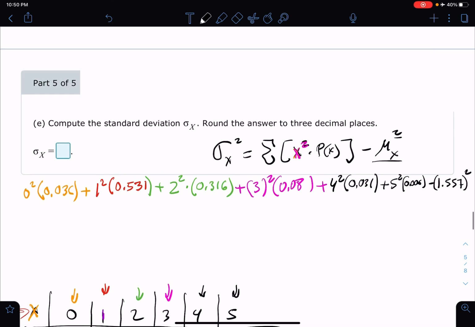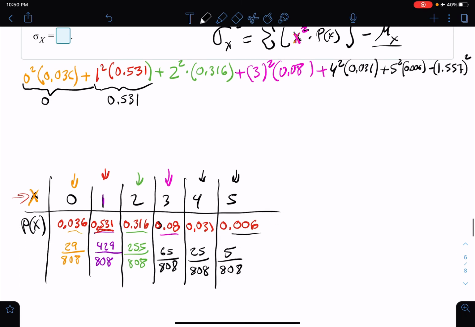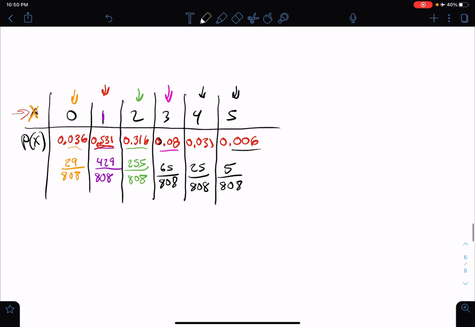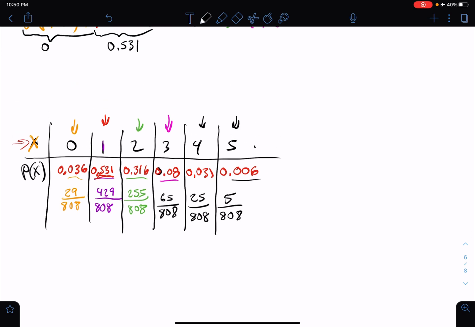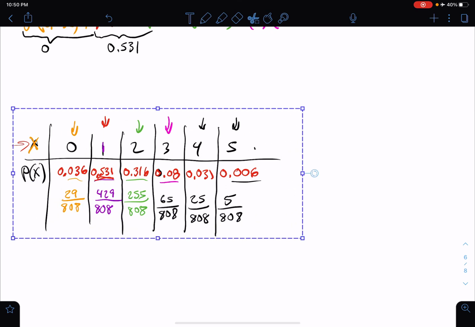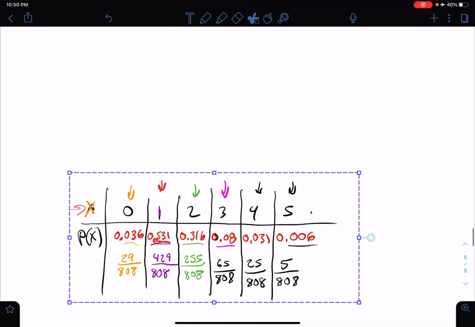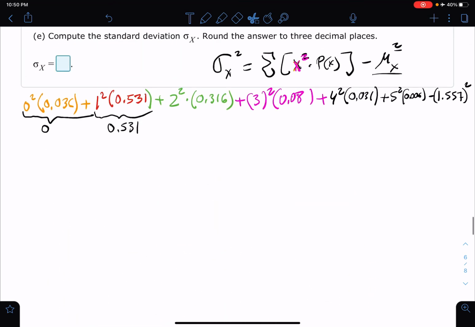Okay, so now when we simplify each piece, of course this piece is just going to be 0. This piece is just going to be times 1, so 0.531. And actually, let me move this down because I don't really need that here now. Oh, it won't move. Still learning. Okay, but I can move it like that, so look at me go. Let me get that out of my way. There it is. Let's continue to simplify.